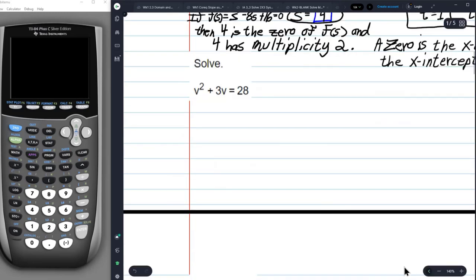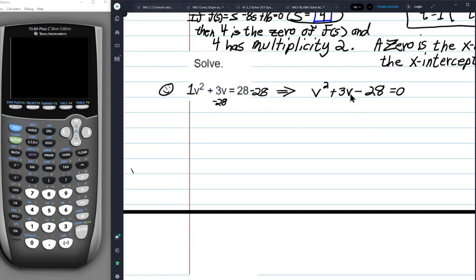Now let's zoom through this one. Checking the time. There's a 1 in front of the v squared. That's a good thing. Smiley face. I'm going to subtract 28. You're going to see me do the same steps over and over again. Subtract 28 so that I have v squared plus 3v minus 28 equals 0. I always write my zeros really close, and I suppose that could be confusing, so let's put it here.